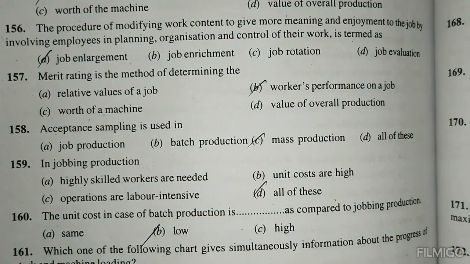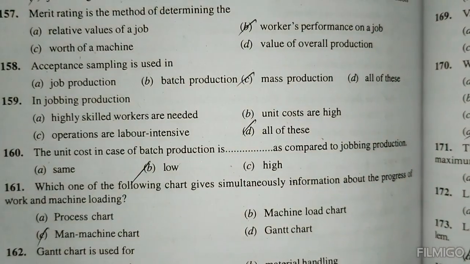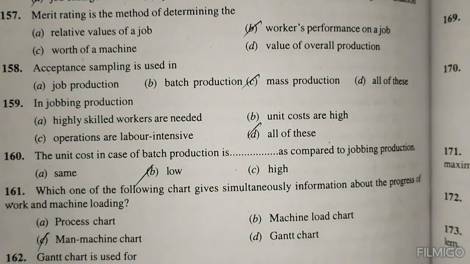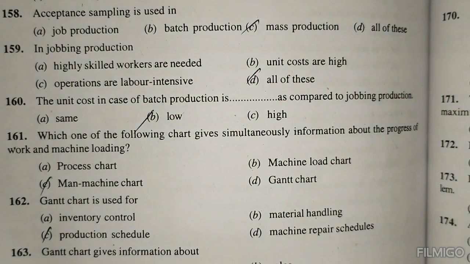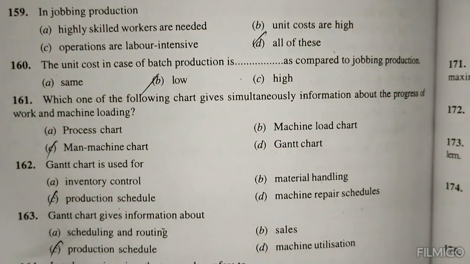Acceptance sampling is used in mass production. Jobbing production is all of this. The unit cost in the case of batch production is low compared to job production. Jobbing production is low. Which one of the following charts gives simultaneous information about the progress of work and machine loading? The man machine chart.